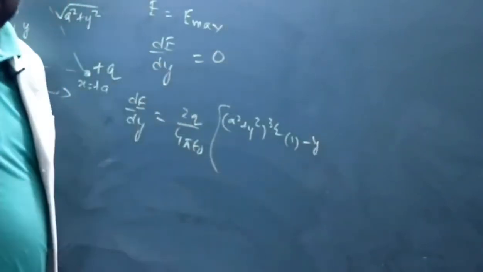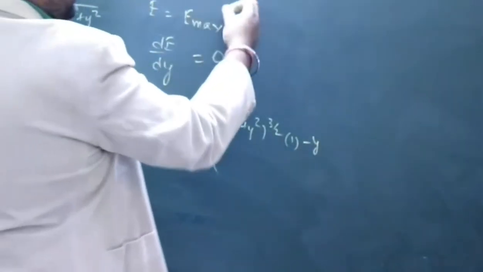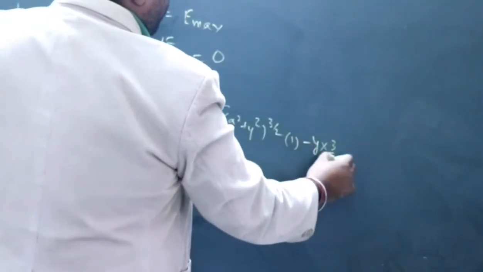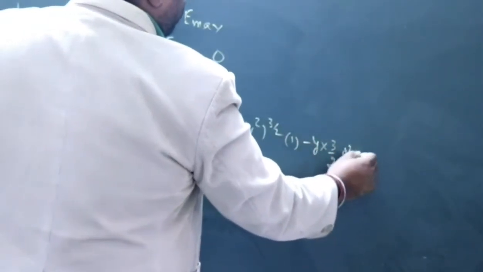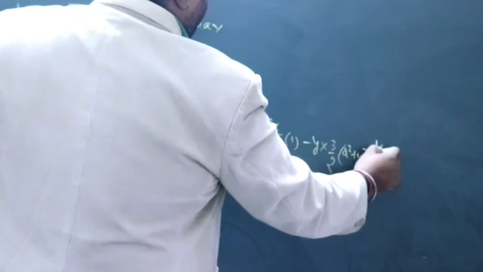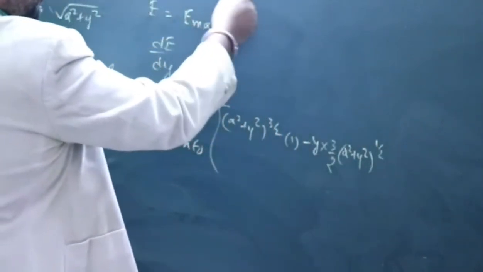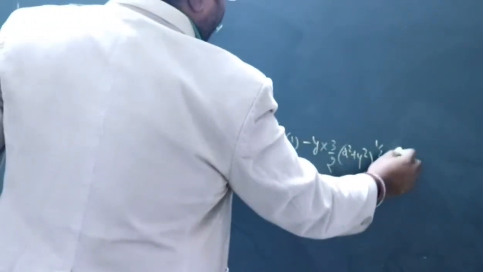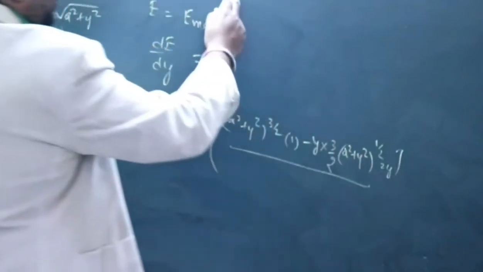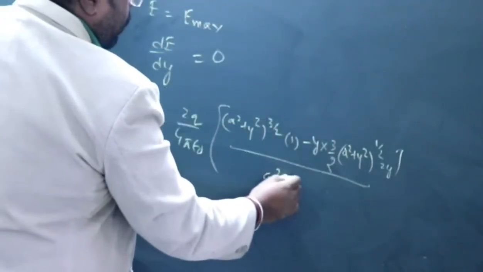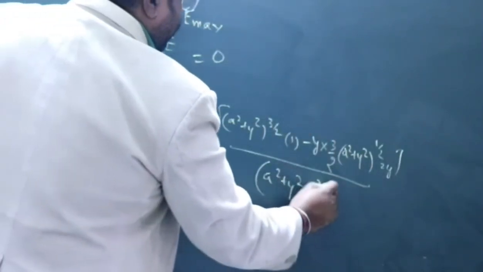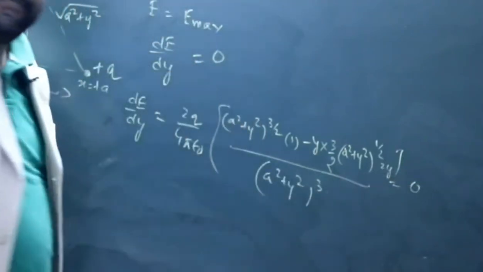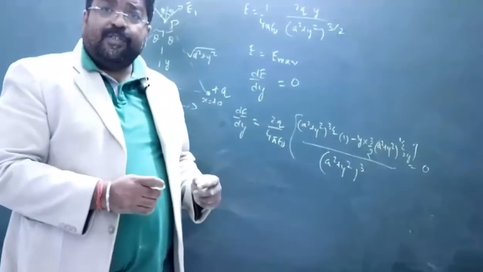So minus y, then this is into 3 by 2 into a square plus y square to the power 1 by 2, then the derivative of y square is twice y, divided by the denominator square, a square plus y square whole cube. So this quantity is 0. So this quantity needs to be 0.